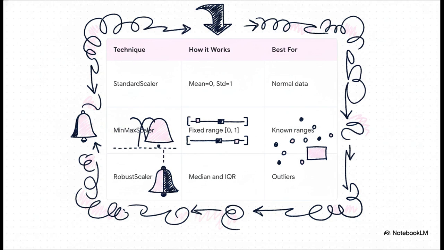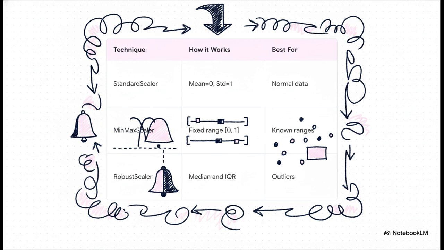So we know why we do it, now let's look at how. In scikit-learn, we generally rely on three main techniques. Consider this table your ultimate cheat sheet. We have standard scaler, which sets the mean to 0 and the standard deviation to 1. Then there's min-max scaler, which squashes all values into a fixed range, usually 0 to 1. And finally, robust scaler, which uses the median and the interquartile range, or IQR.